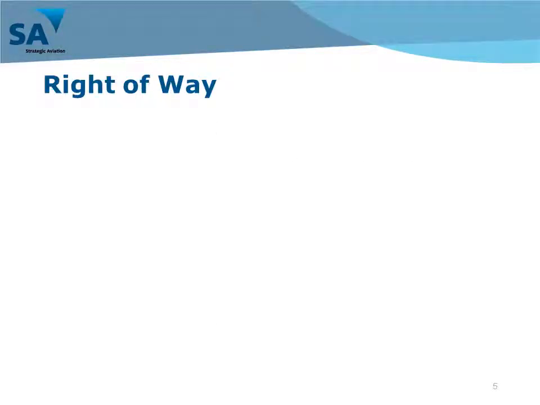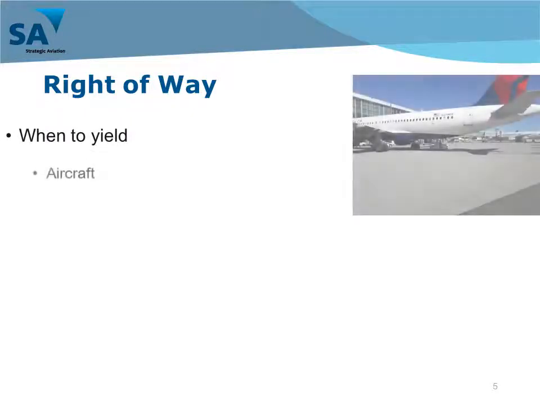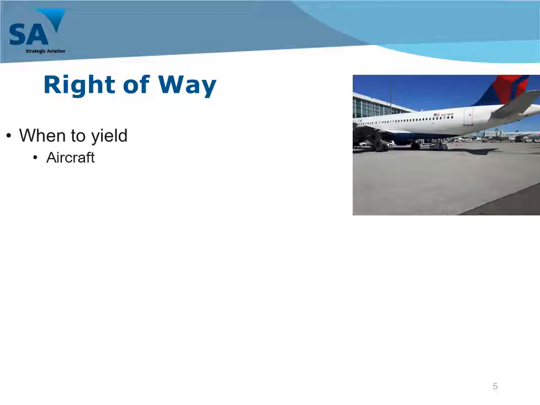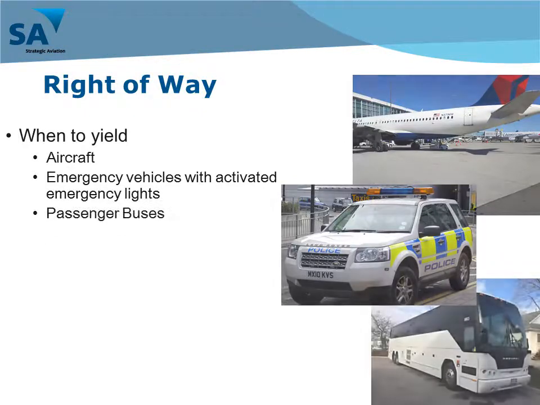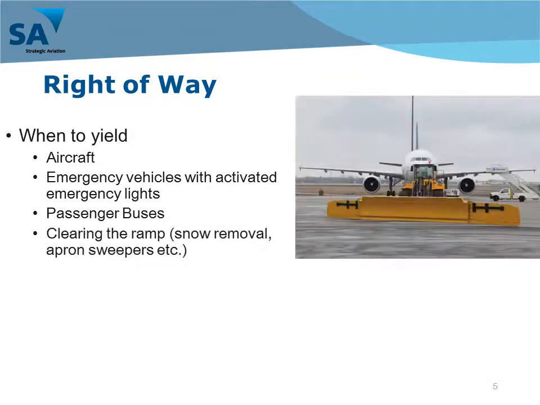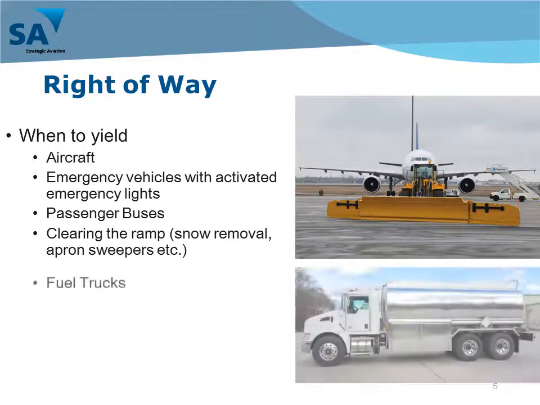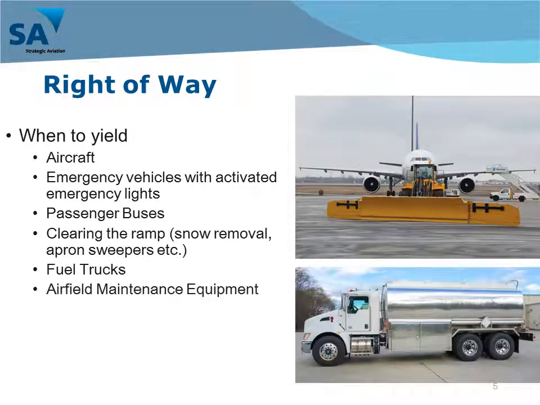It is also important that you know who has the right of way on the ramp. You should always yield to aircraft, whether they are under power or being towed. Emergency vehicles responding to an incident also have the right of way. Other vehicles you should yield to are passenger buses, any equipment or vehicle that is clearing the ramp, fuel trucks, and airfield maintenance equipment. There may be other vehicles that you need to yield to specific to your airport, but this will be covered in your classroom training.